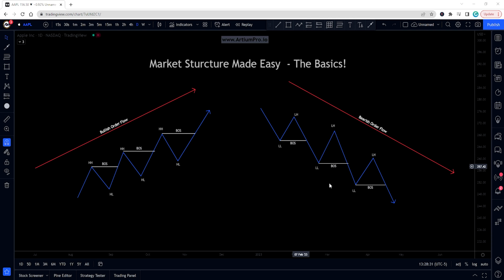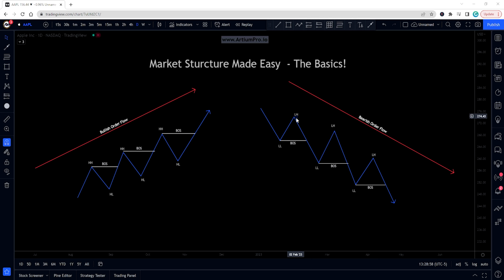And the same thing happens here for bearish, but the opposite way round. We need a series of lower highs and a series of lower lows. And each time we break a lower low at this price point here, we create a break in market structure to the downside. This is giving us a bearish BOS, okay? A bearish break of structure or market structure break.